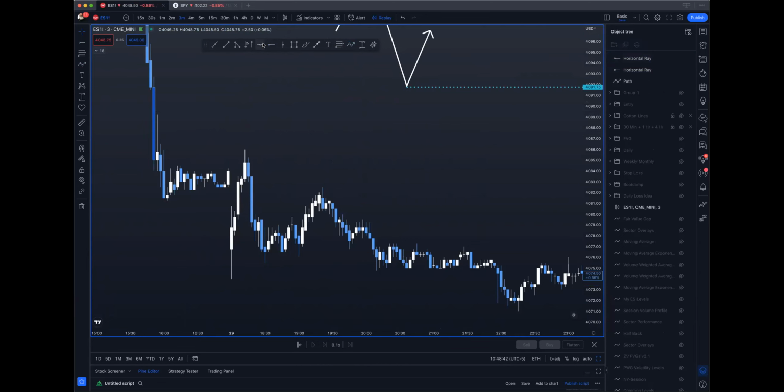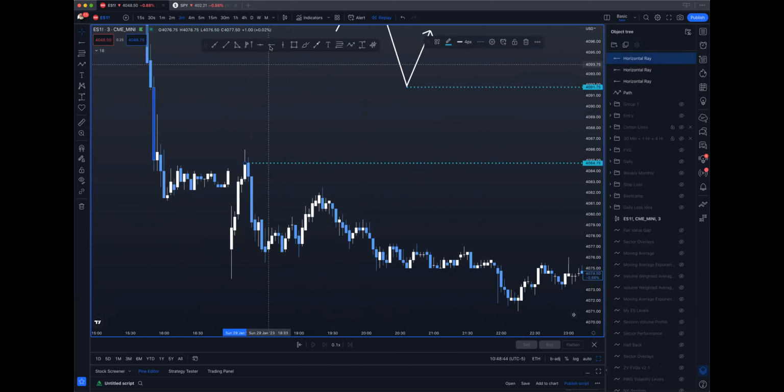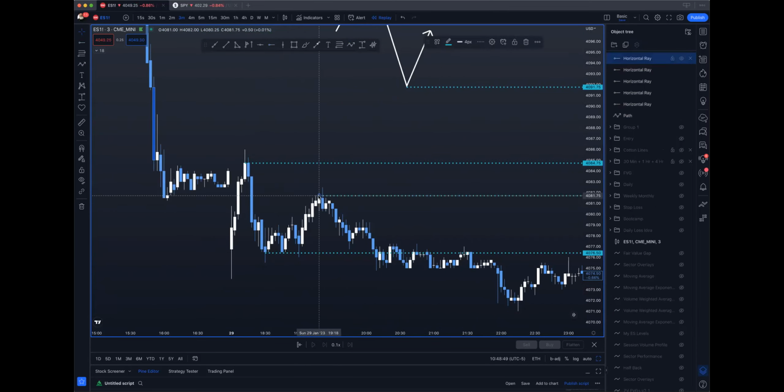So if we come to the real chart, here's a peak. Here's a valley. Here's a peak. So that's what we're marking, is we're marking peaks and valleys.